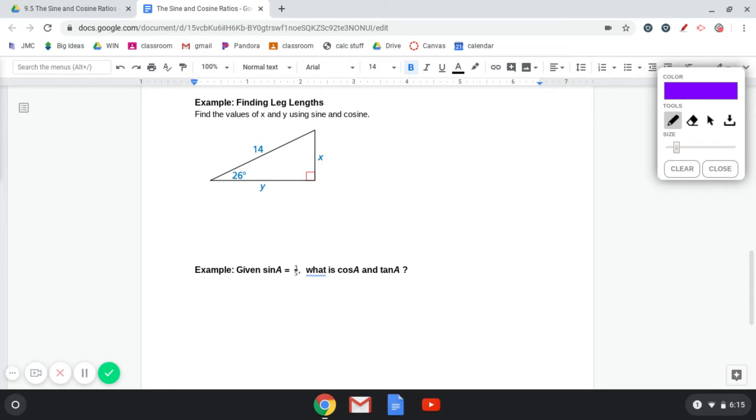Could I have chosen this top angle? Sure. But it doesn't matter which angle we choose. I'm just going to choose this one because it was given to us. So this will be our reference angle.